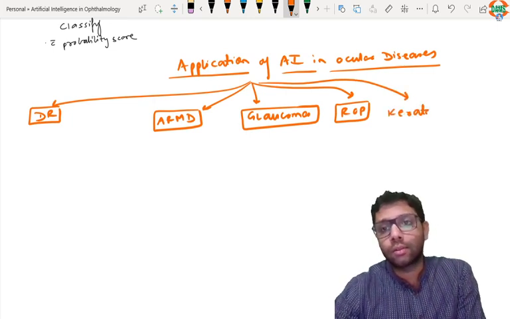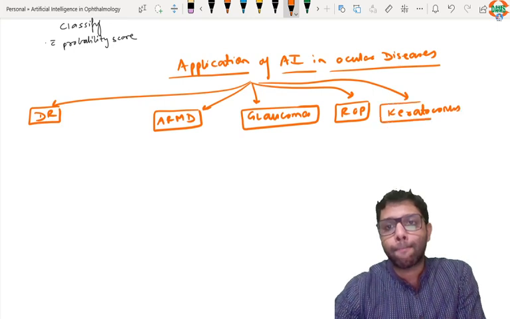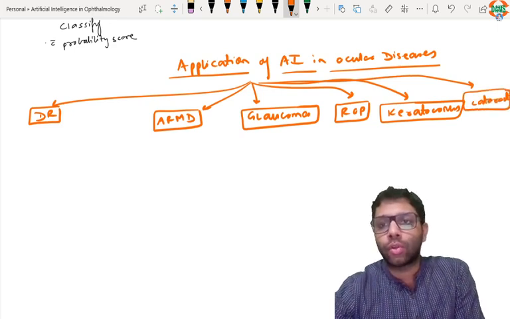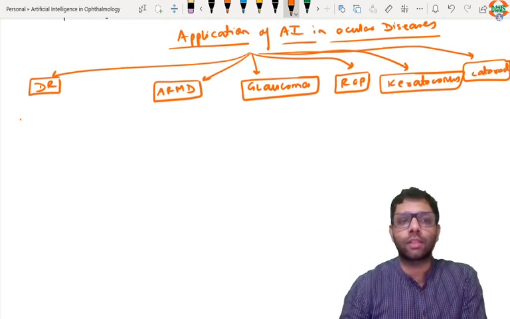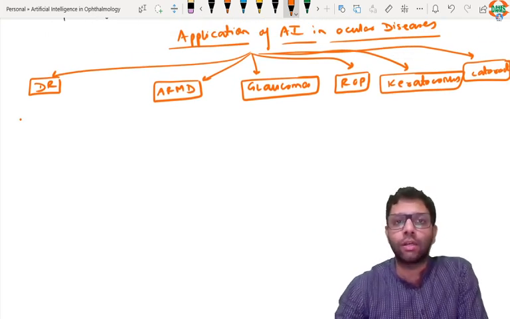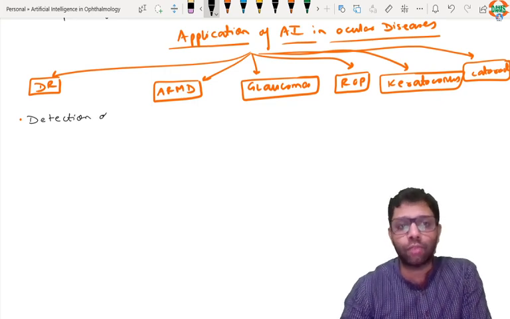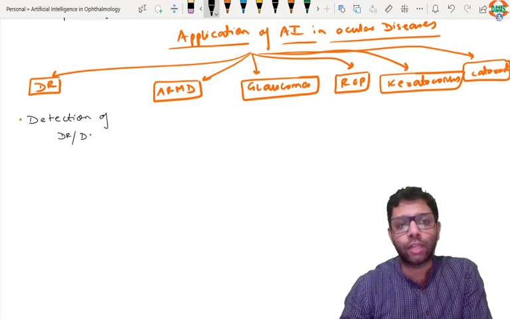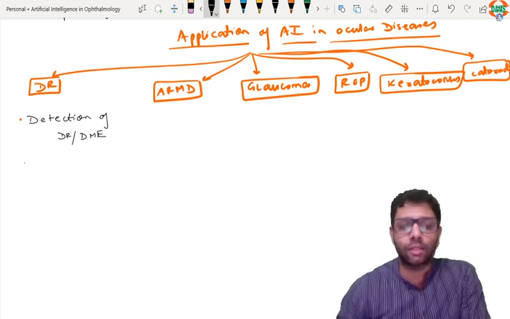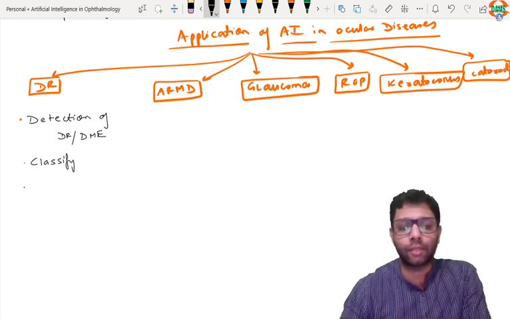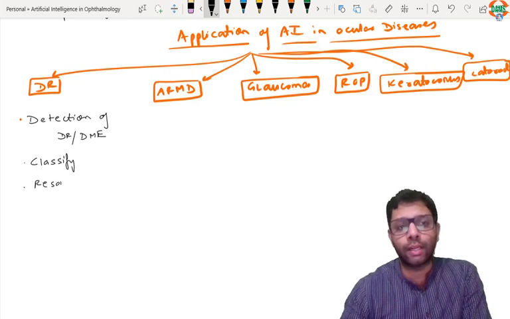Keratoconus. And in cataract as well. How? For a long note, of course, you have to write down some more quick points regarding this. Like in diabetic retinopathy, the advantage will be detection. So many people are diabetic, and many have diabetic retinopathy. The detection of diabetic retinopathy or diabetic macular edema is the first thing. Then classification: the AI can classify the diabetic retinopathy. Then response to anti-VEGF injection.